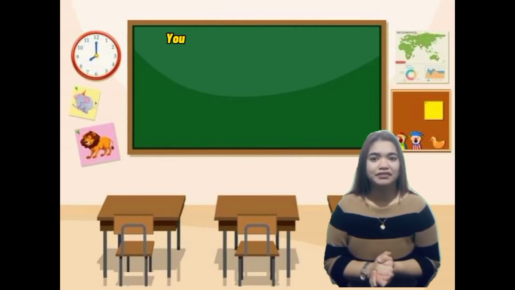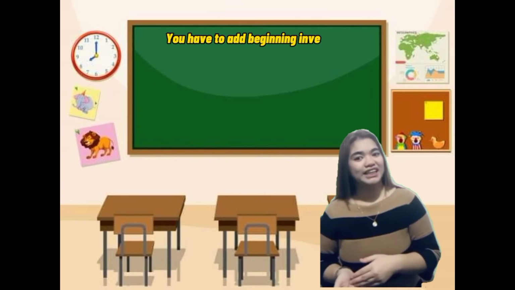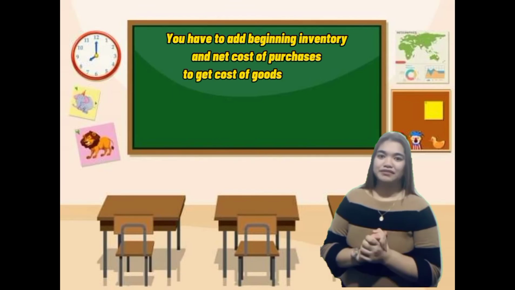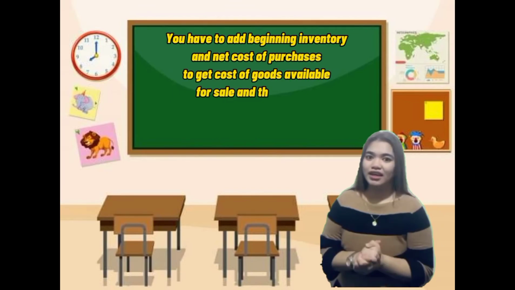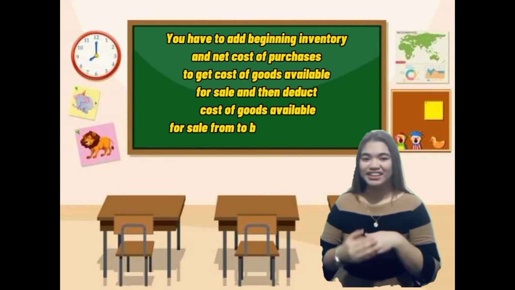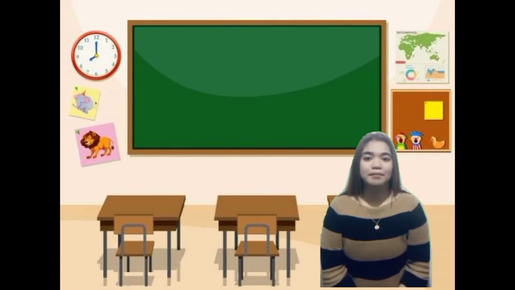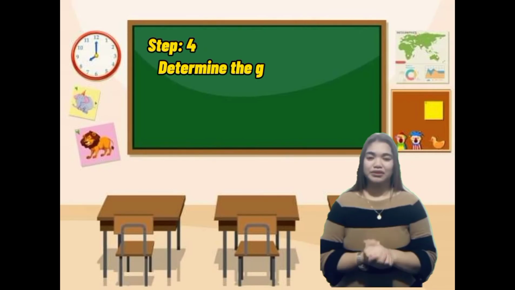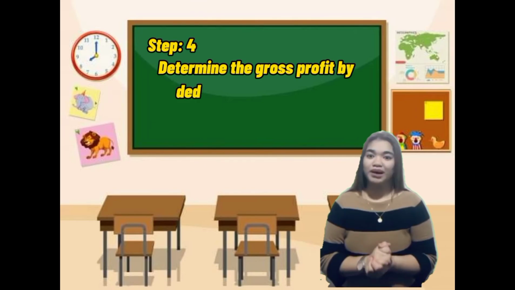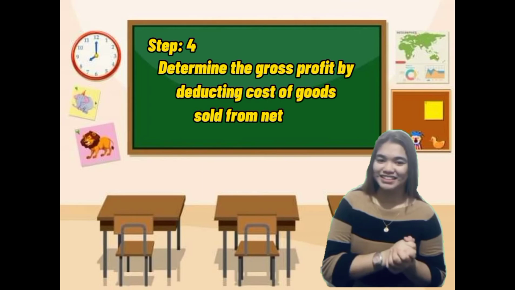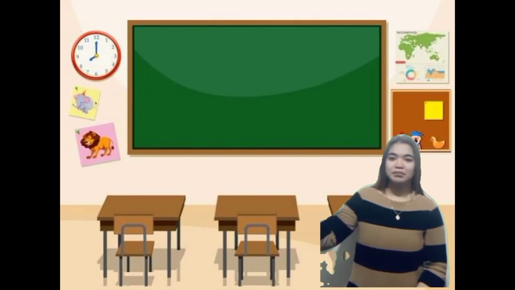And now you have to add the beginning inventory and the net cost of purchases to get the cost of goods available for sale. And then deduct the cost of goods available for sale from the beginning inventory. Step number 4. You have to determine the gross profit by deducting the cost of goods sold from the net sales. Next step, step number 5.